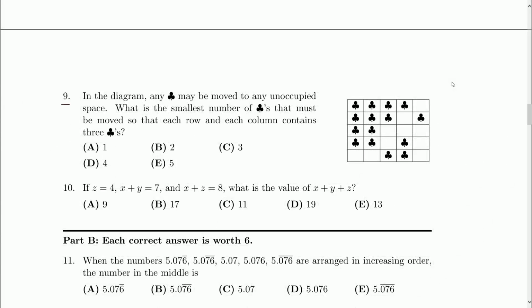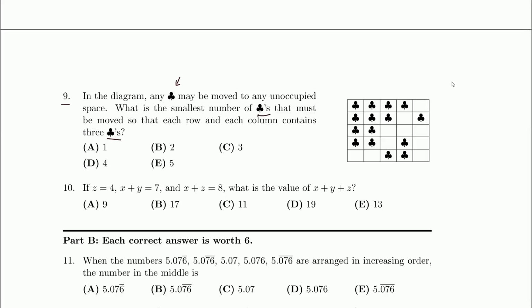In the diagram, we've got sort of club symbols, any card players watching, so any clubs may be moved to an unoccupied space. What is the smallest number of clubs that must be moved so that each row and each column contains 3 clubs?